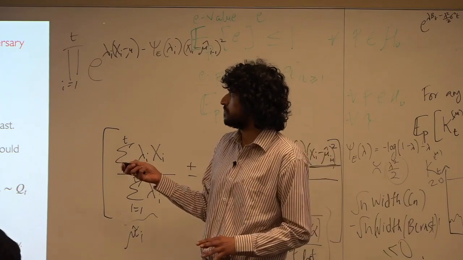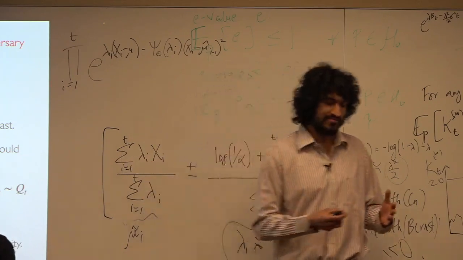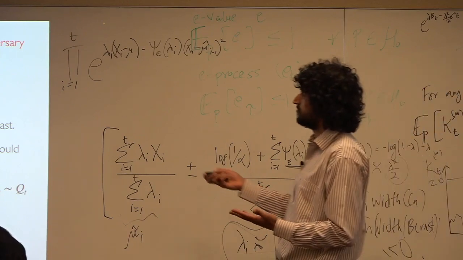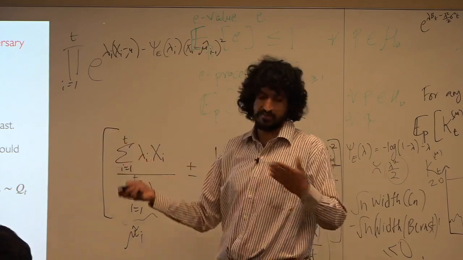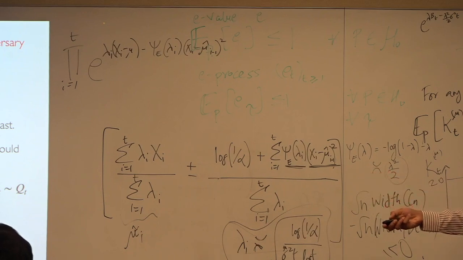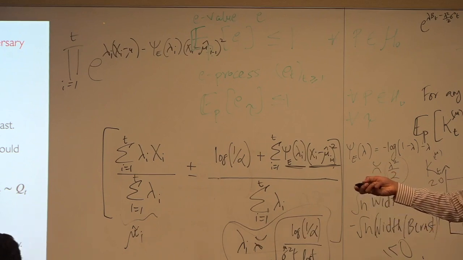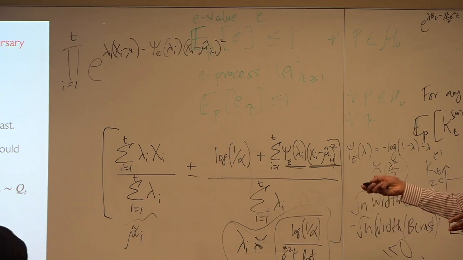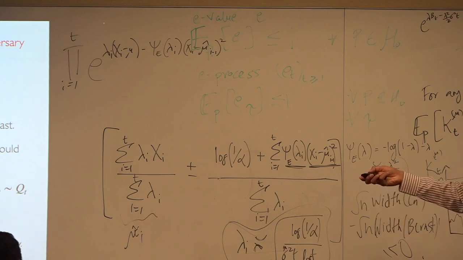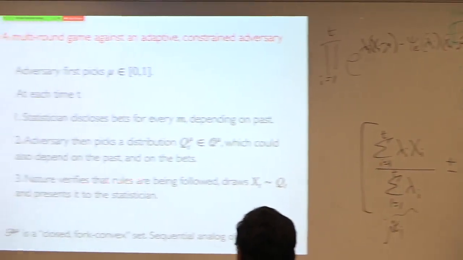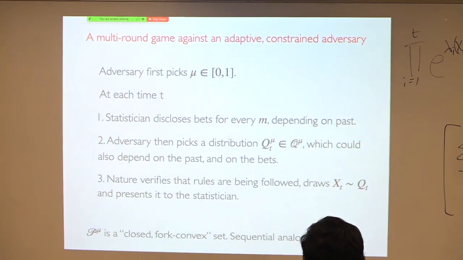You can think about this from an adversarial point of view, as a multi-round game. You don't have to fix a distribution P ahead of time and have data be generated by P. That's a very stochastic view of the world. So here's the game: the adversary first picks a mu in [0,1], and at each time t, the statistician discloses bets for every mu depending on the past. Then the adversary picks a particular distribution Q_{mu,t}, which could depend on the past and on the bets, which has conditional mean mu, and you just draw x_t from that Q_t and present it to the statistician.